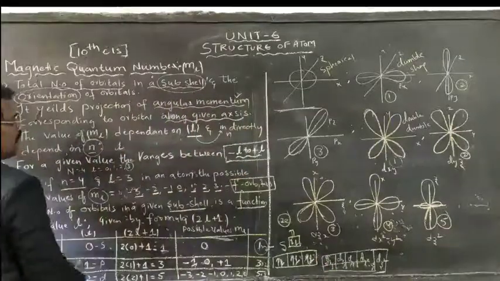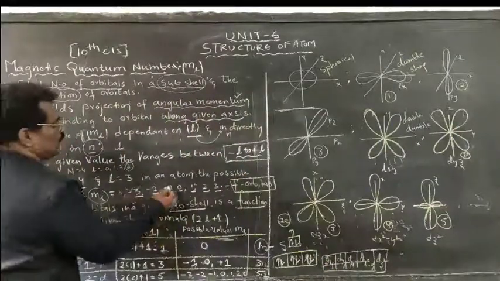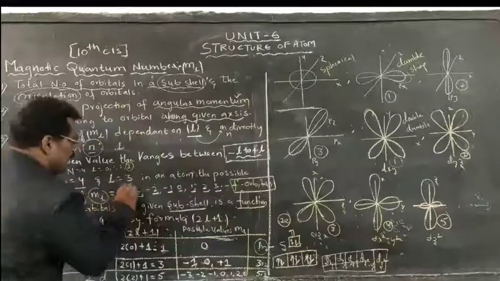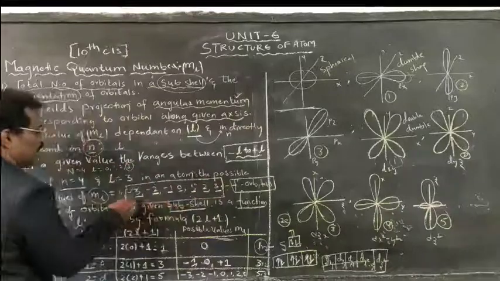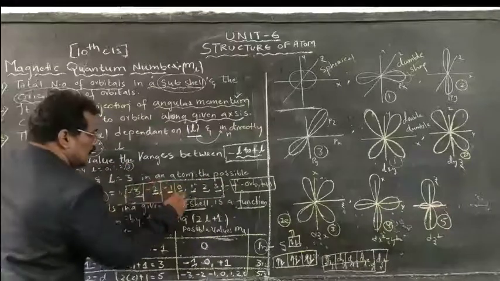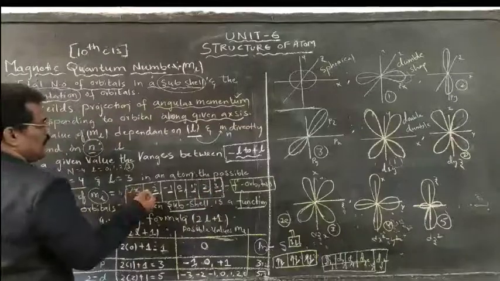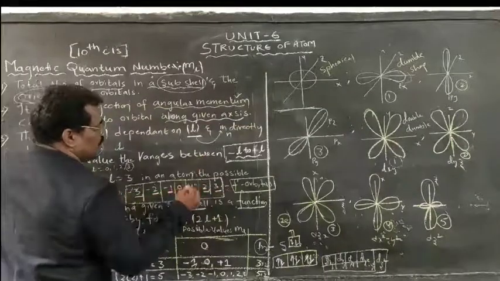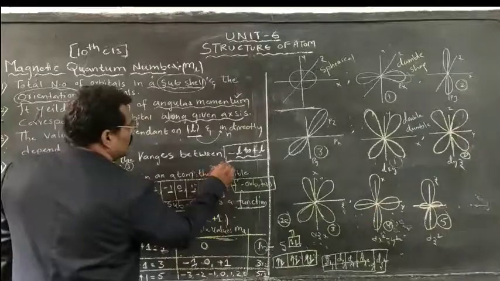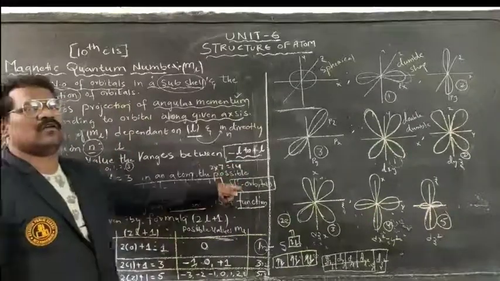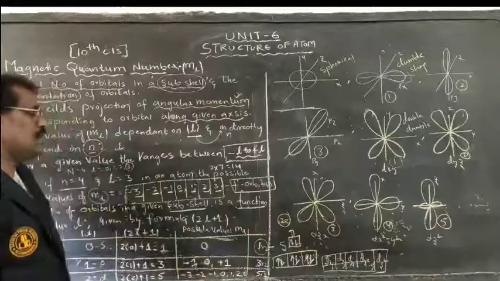If I go for the F orbital, how many are there? 1, 2, 3, 4, 5, 6, 7. This is the F orbital block with 7 orbitals. Each orbital consists of how many electrons? 2 electrons. Therefore, 2 into 7 gives 14 electrons that can be accommodated.